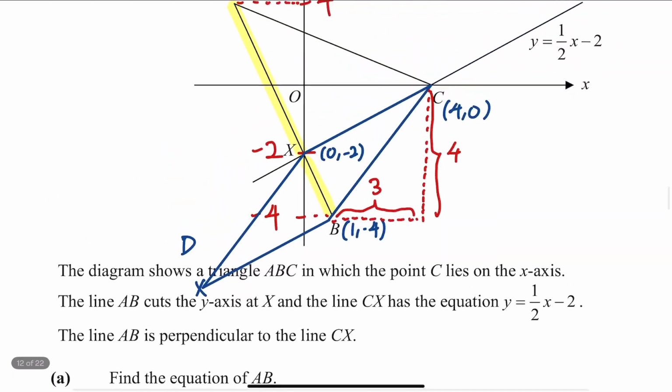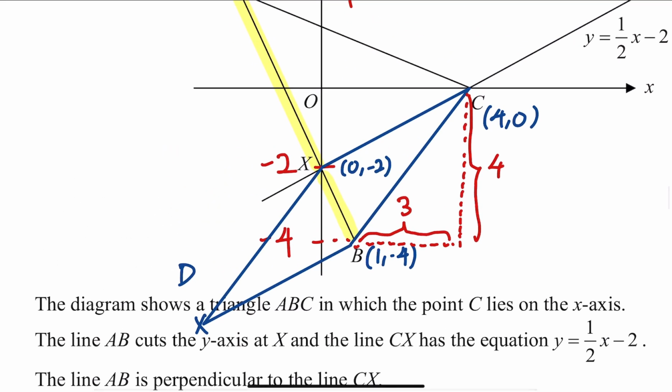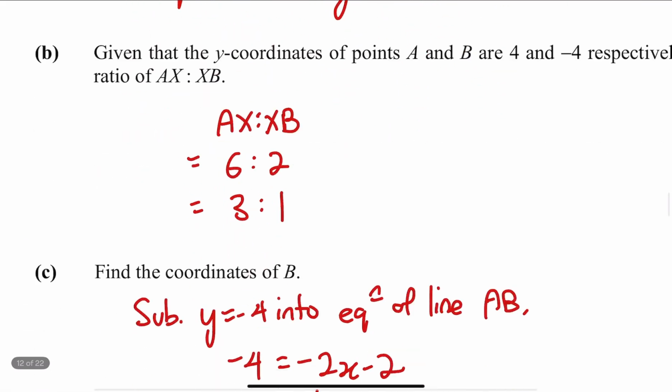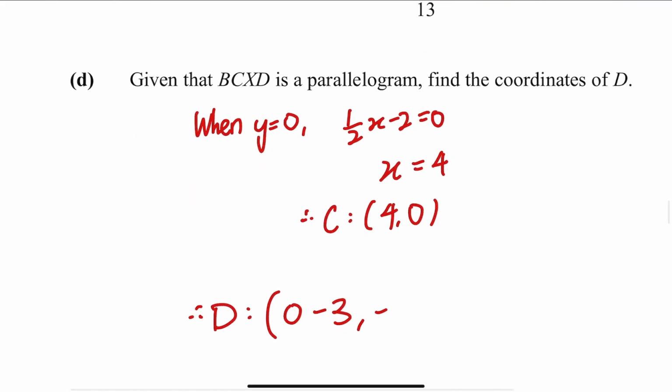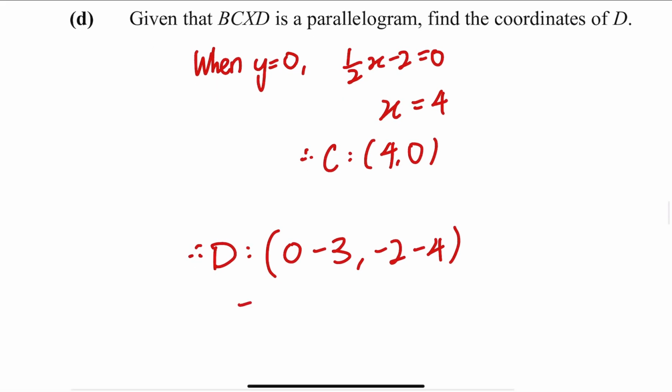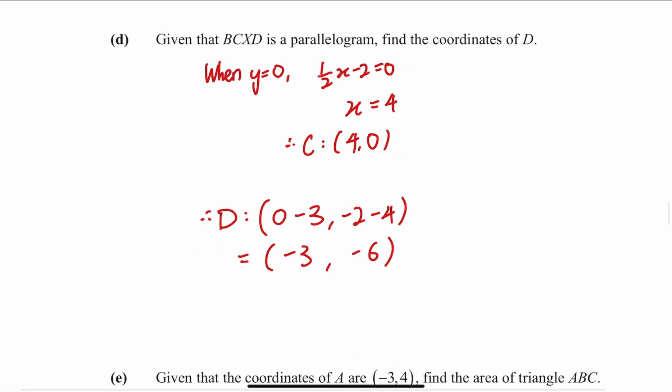And for the y coordinate, I'll go down by 4 units. So to here is -2 minus 4. Simplify your answer, you should get -3, -6. Okay, this is for part D.